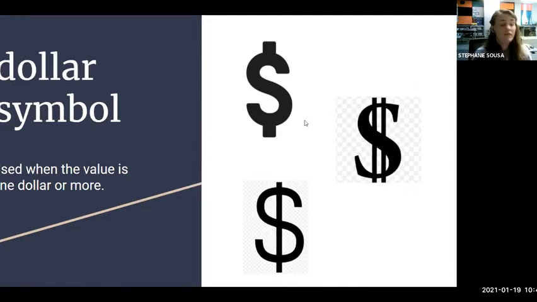What you will never do is use these together, okay? We do not write the dollar sign and then put the cent sign at the end. You're either going to use the dollar sign or you're going to use the cent sign, okay? We use the dollar when there is a dollar or more, okay? Any questions about this? About those symbols, those signs?